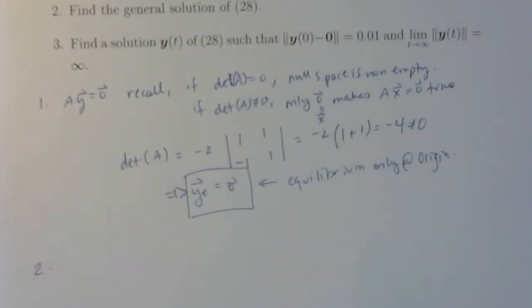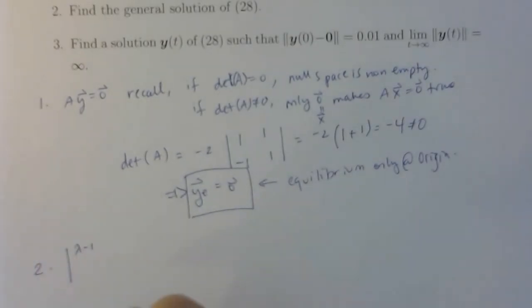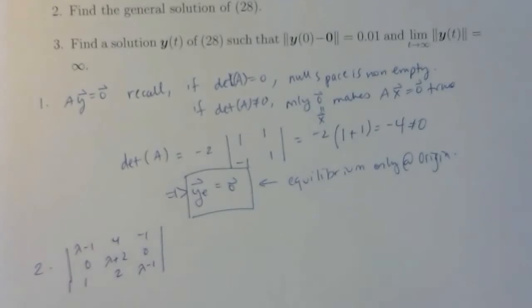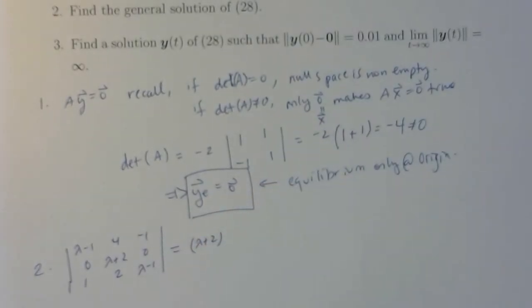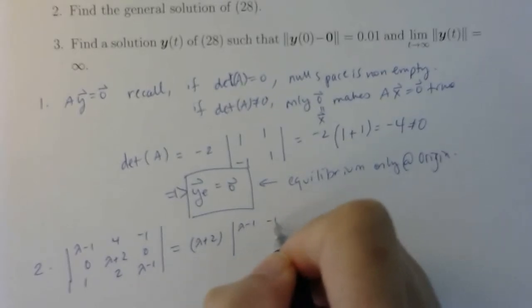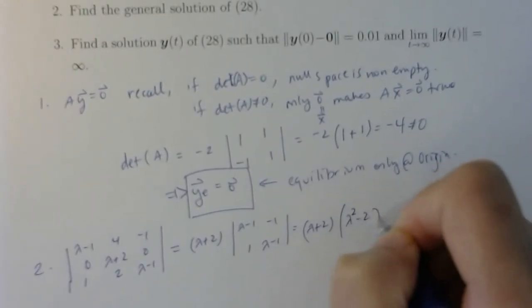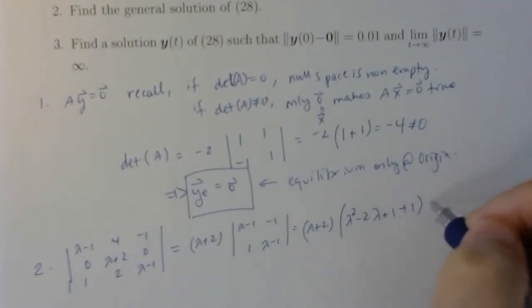Okay, so part 2. Find the general solution of this guy. To do that, we have to find eigenvalues and eigenvectors. Great. So, characteristic equation: lambda minus 1, 4, minus 1; 0, lambda plus 2, 0; 1, 2, lambda minus 1. Again, we can do the cofactor expansion with that middle term. So I have lambda plus 2 times the determinant of lambda minus 1, minus 1, 1, lambda minus 1. So lambda plus 2 times lambda squared minus 2 lambda plus 1, and then minus and then plus another one, and that should be equal to 0.